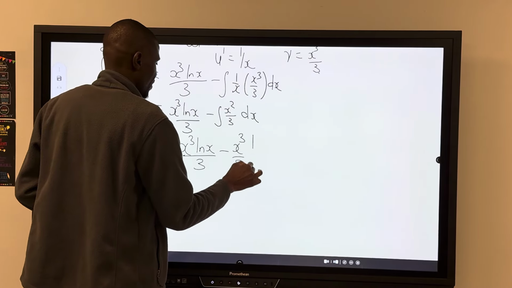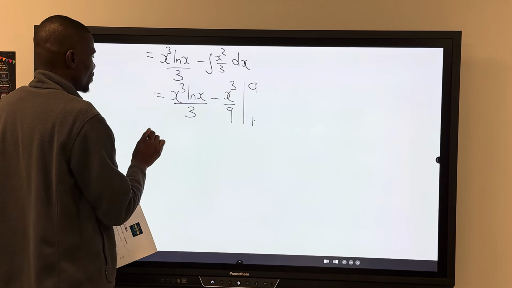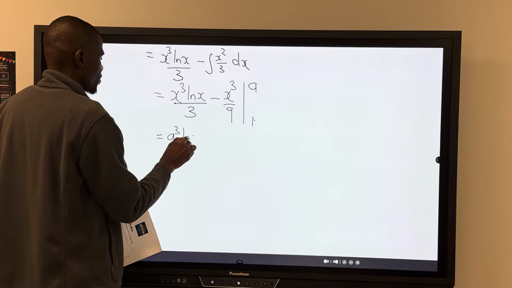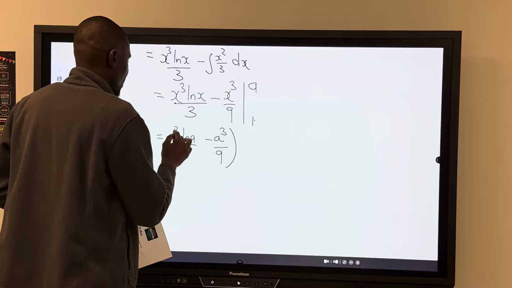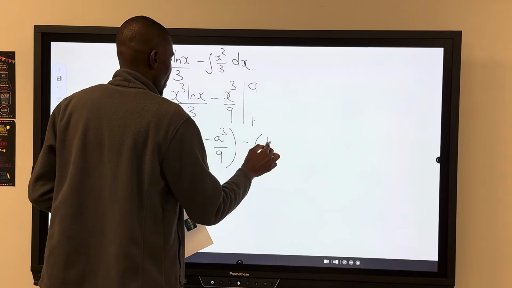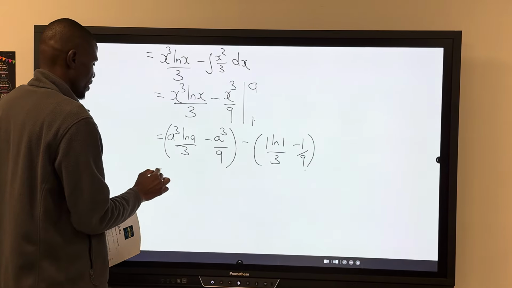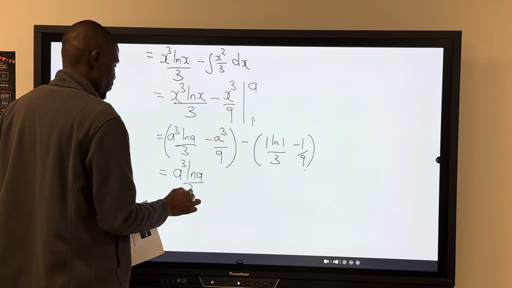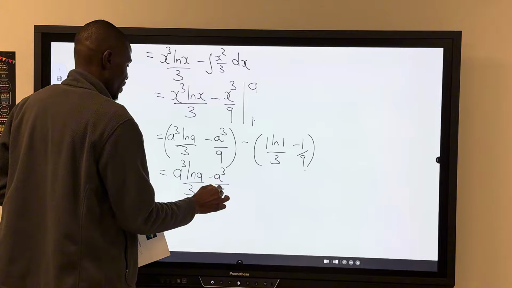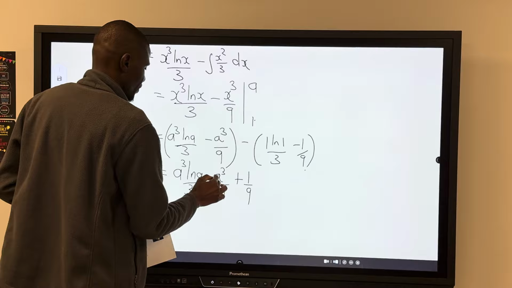Then our limits are from 1 to a, and it's always upper limit minus lower limit. So it's a cubed natural log of a over 3 minus a cubed over 9, subtracting 1 natural log of 1 over 3 minus 1 over 9. This simplifies to a cubed natural log of a over 3 minus a cubed over 9, and since natural log of 1 is 0, plus 1 over 9.